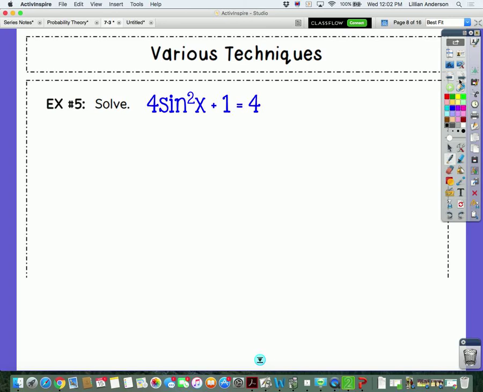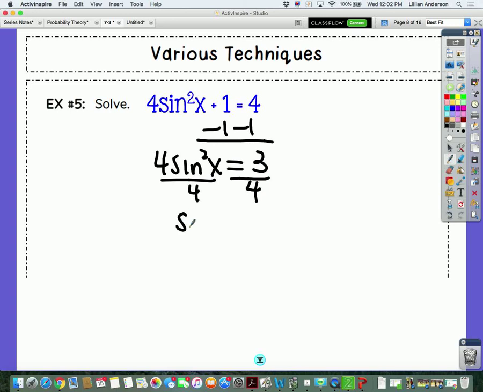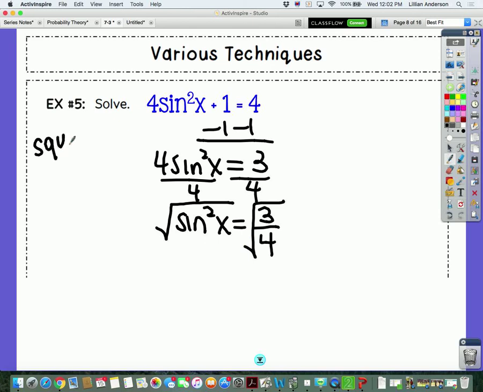You do have to write this one in. We have 4 sine x squared plus 1 equals 4. Anybody have a suggestion how we can work this out? Like, subtract 1, then divide by 4. Square root both sides. This right here is using the square root method.